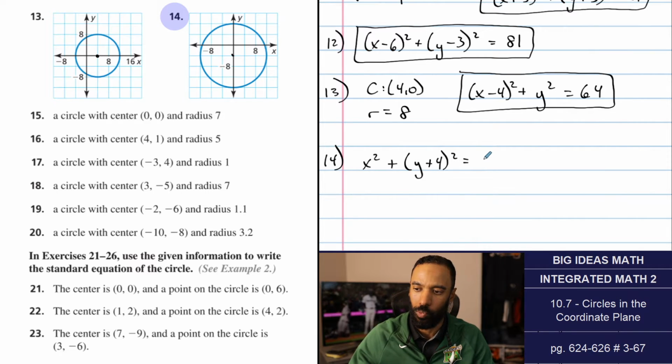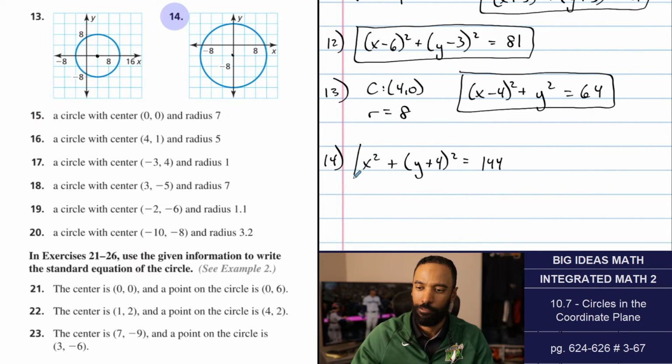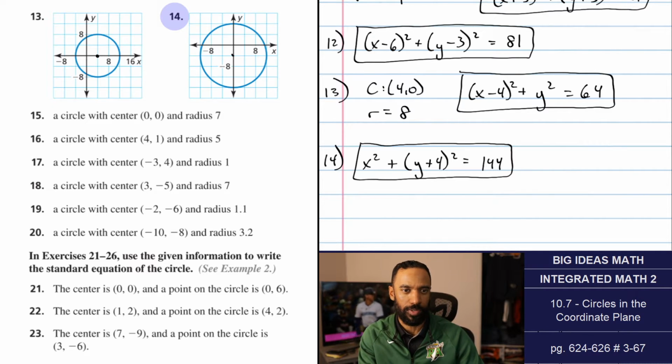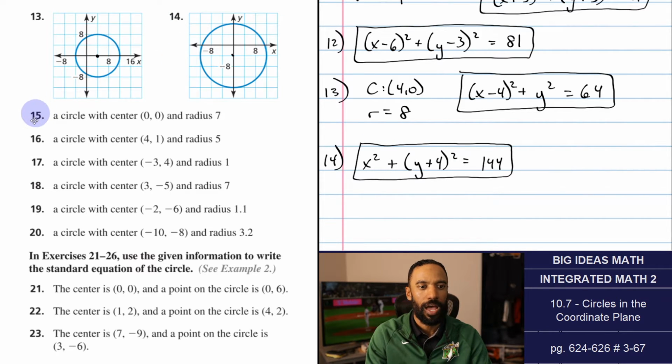12 squared is 144. Generally, I'd like to write work for those kinds of things, but I think once we've done a couple like that, it works out.